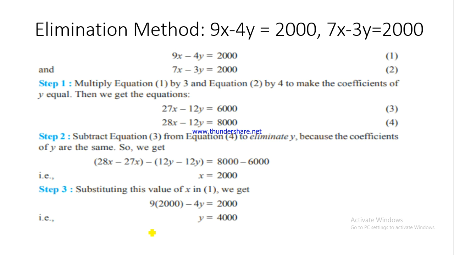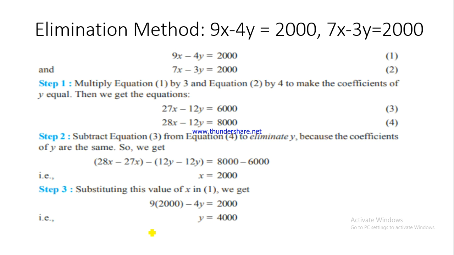Let us say these are the two equations that we have: 9x minus 4y is equal to 2000, 7x minus 3y is equal to 2000, right? Now please remember, since we have got two equations and two unknowns, we can find out the value of these two unknowns.